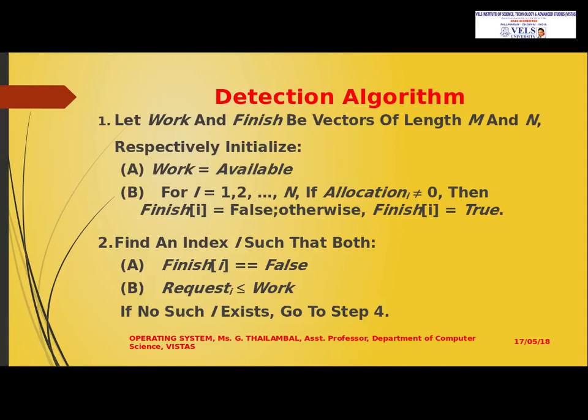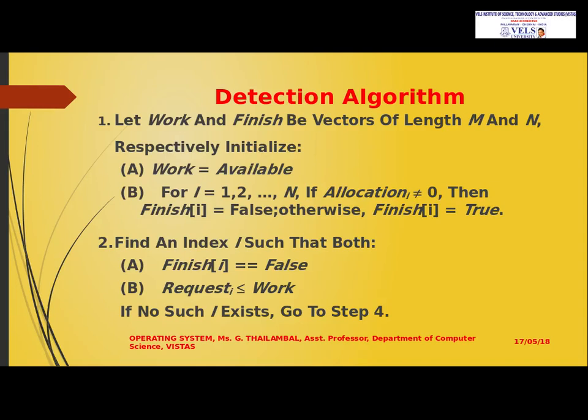For every process i, 1 to n, check the allocation. If allocation is not equal to 0, that means an allocation of resources has been made, and then finish of i is false. I have already told you what finish of i is. If the process execution is completed for that particular process Pi, then it is true, otherwise it is false. So if allocation is not equal to 0, then finish of i equals false, meaning the process hasn't completed. Otherwise finish of i equals true. This will be checked for each and every process.